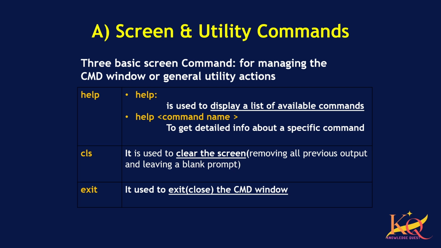Help is basically used to display all the commands available in the CMD window, and CLS is used for clearing the screen. Exit is useful when we want to close the window. So don't scratch your head right now. We are going to see all these commands one by one practically. So let's jump to the CMD window.